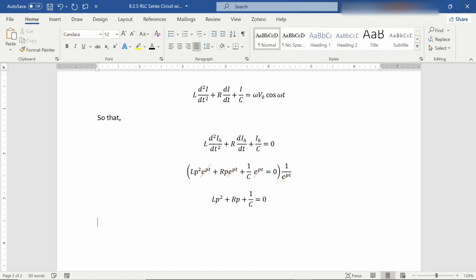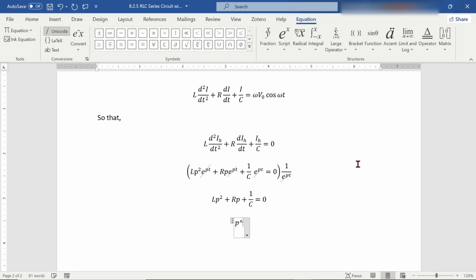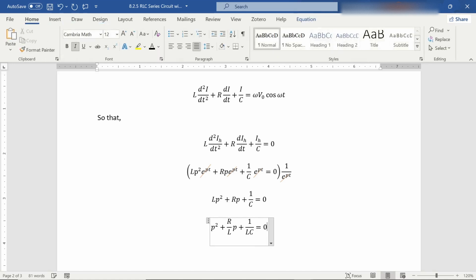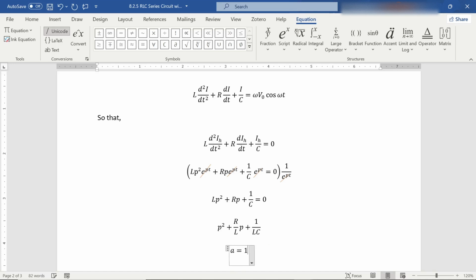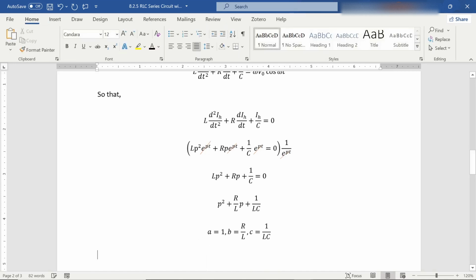Or we can actually rewrite this into p squared plus R over L times p plus 1 over LC, and this is equal to 0. And as I've said, this is a quadratic equation where A is equal to 1, B is equal to R over L, and C is equal to 1 over LC. And then find the roots, right? So we have to solve this.